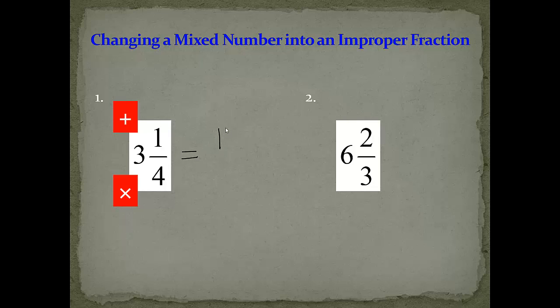So our numerator is going to be 13, and then our denominator is the same denominator that we had for our mixed number, which is 4. So 3 1/4 equals 13/4.